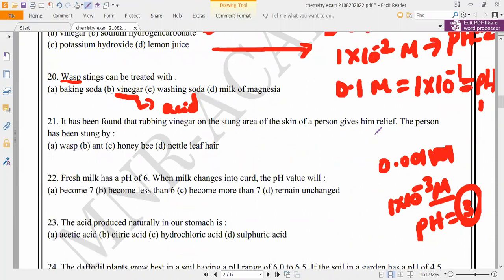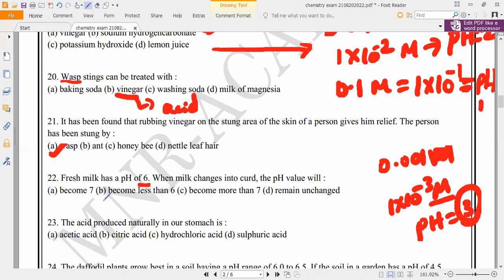Next one. Question 21. Wasp. Next. Fresh milk has a pH of 6. When milk changes into curd, the pH value becomes less than 6. Why?